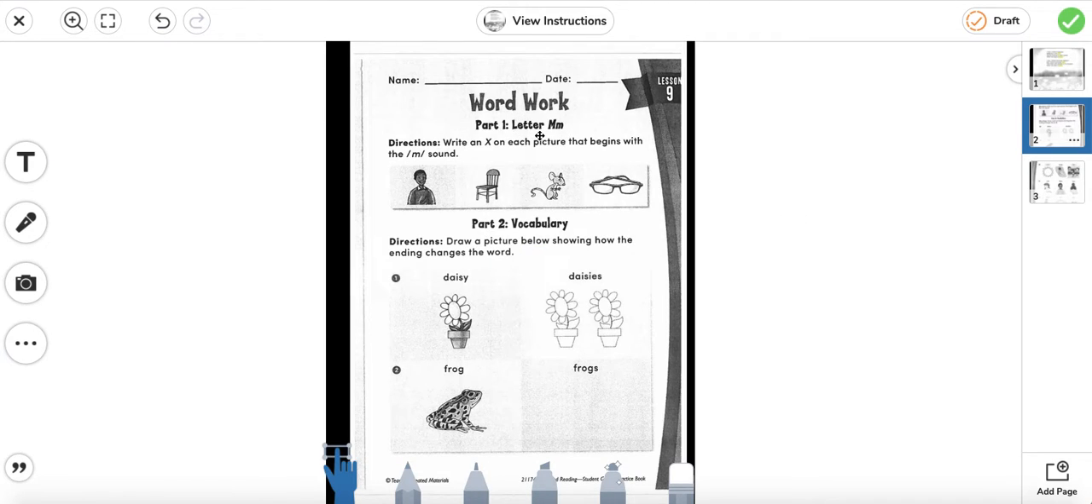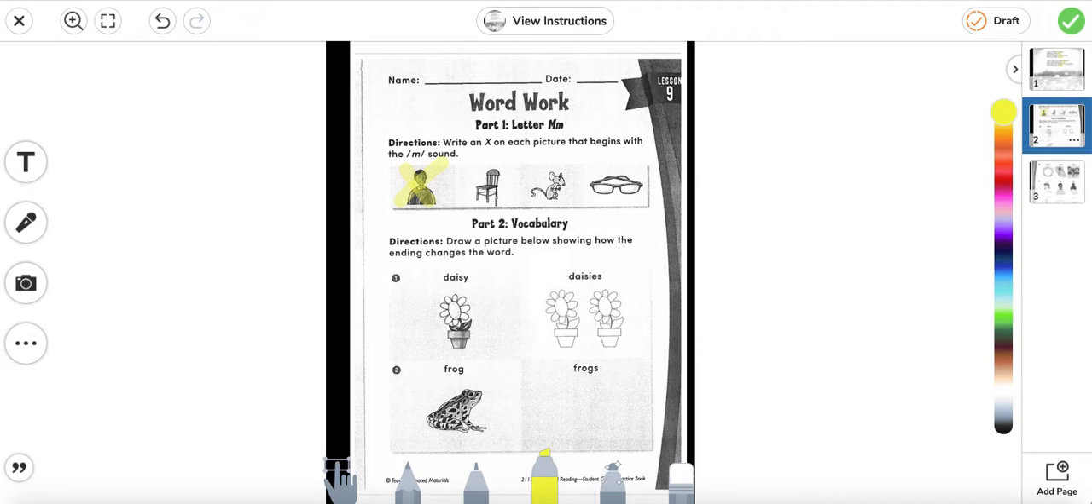Word work. Part 1, letter M. Write an X on each picture that begins with the sound. So we're going to draw an X. Here we have a picture of a man. Does it begin with the sound? Yes, so we're going to draw an X on it.